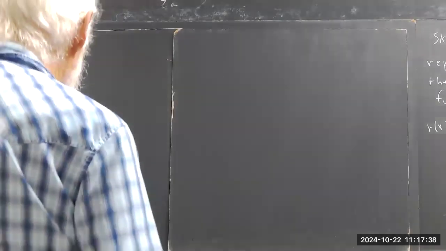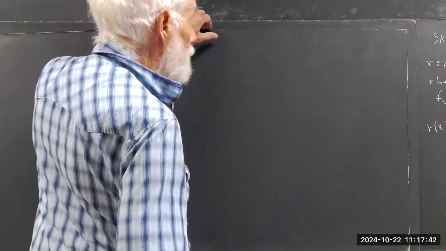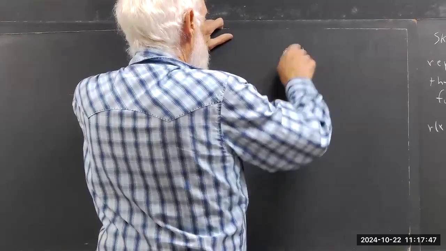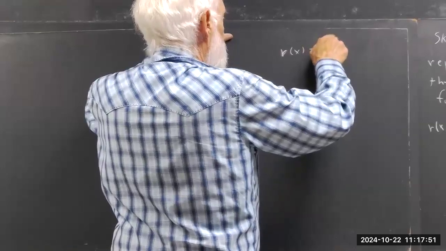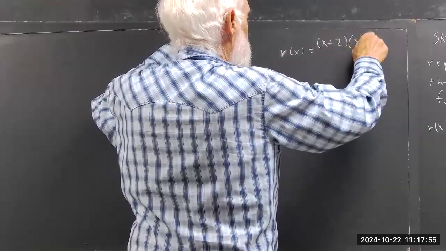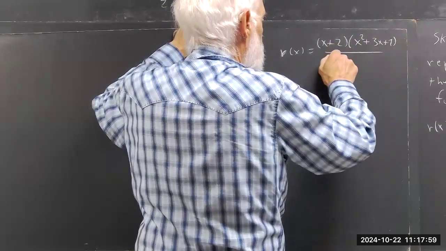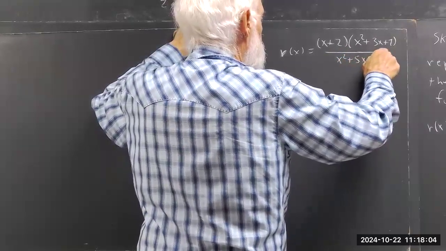Okay, so for the quiz, I asked everybody to sketch a graph representing the rational function R of x equals (x plus 2) times (x squared plus 3x plus 7) over (x squared plus 5x plus 6).